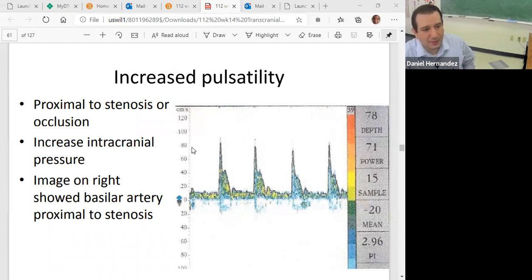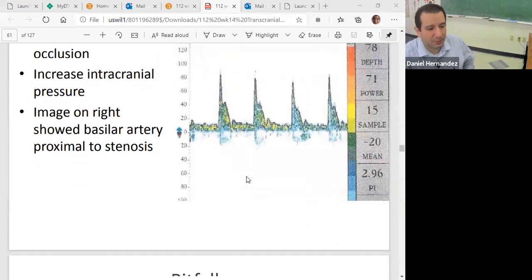So a distal stenotic lesion will create a more proximal, high resistant waveform. So this isn't a normal cerebral arterial waveform. We know that our cerebral waveforms should be like our internal carotid artery, nice and low resistant with a large diastolic flow component.